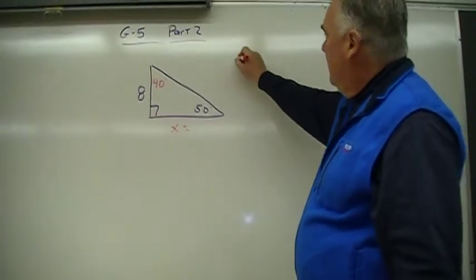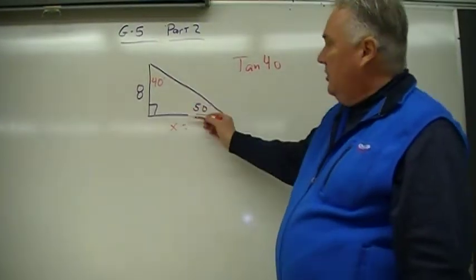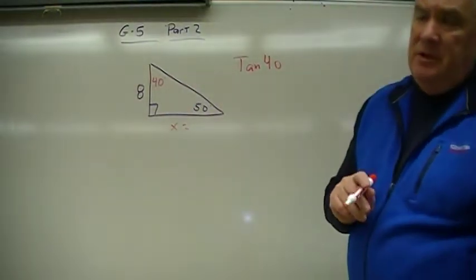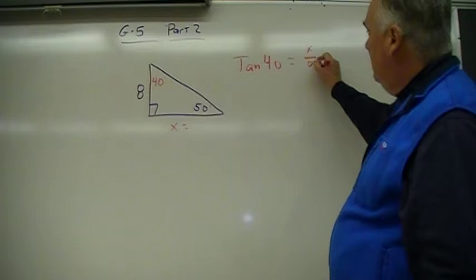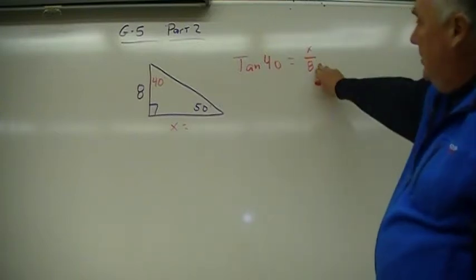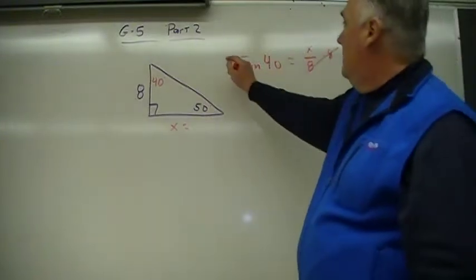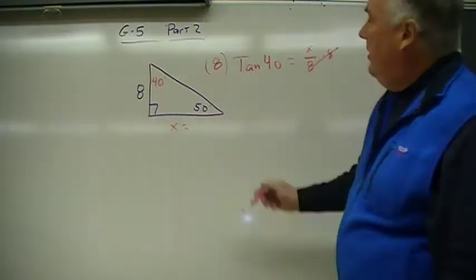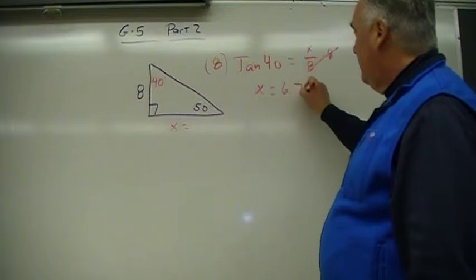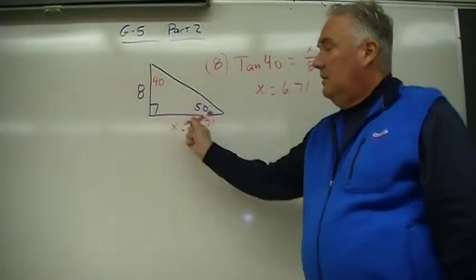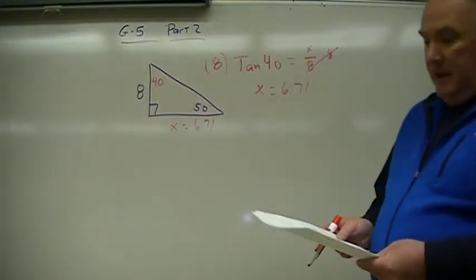We went tangent of 40 because tangent is opposite over adjacent. That's the notes in the little chart that I gave you above. Tangent of 40 degrees is equal to x over 8. Because the number that we're finding is in the numerator, we multiply both sides by 8. So 8 times tangent 40. When you do that math, x will equal 6.71. And that's the length of this side. Okay, so that's your short review of what we did at the end of the last video.